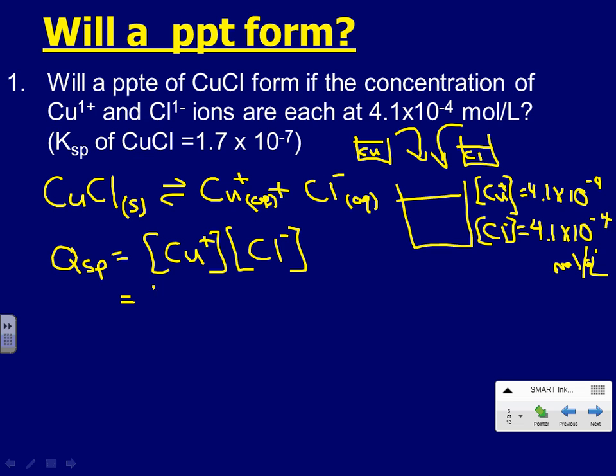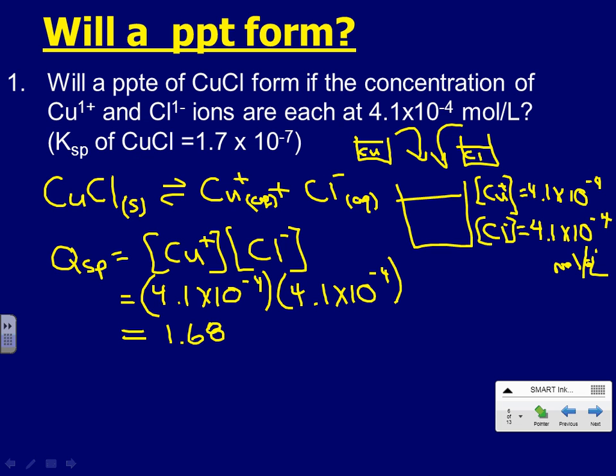This is going to be 4.1 times 10 to the minus 4, squared, but I'll write it again, 4.1 times 10 to the minus 4. What am I getting there? It's going to be a 16 in there, times 10 to the minus 8, maybe minus 7. Times 10 to the negative 7, and that is the QSP.